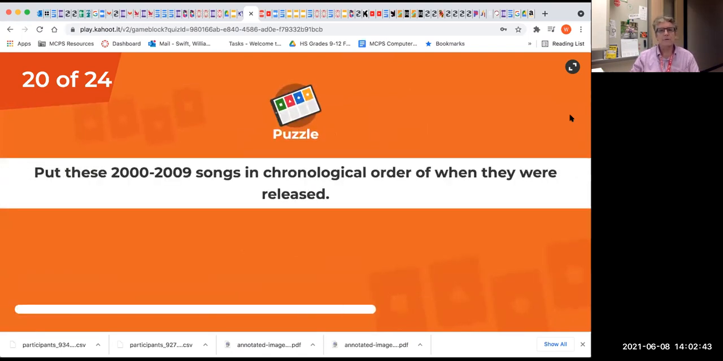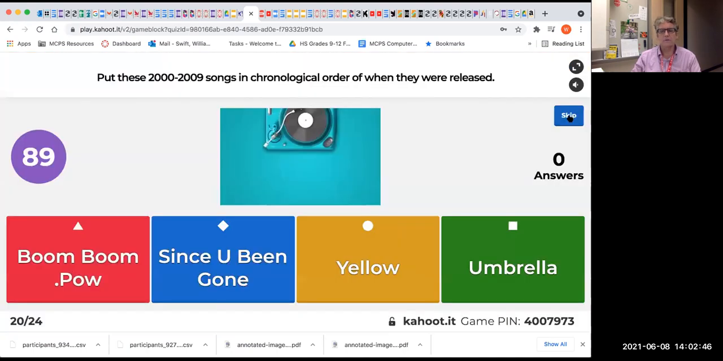Put these 2000 to 2009 songs in chronological order when they were released. Boom Pow, Since You've Been Gone, Yellow, and Umbrella. Do we think Yellow's the We Were All Yellow song? No, that's older than that. We were all yellow. Oh, maybe it is, because that's, I can't even think of who it is.